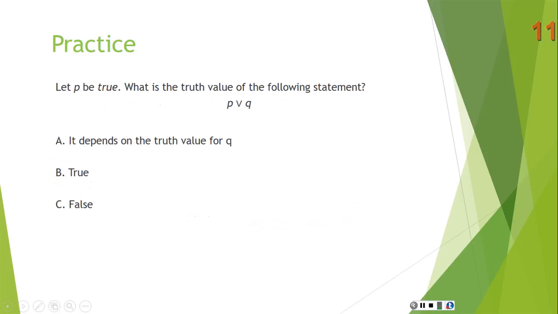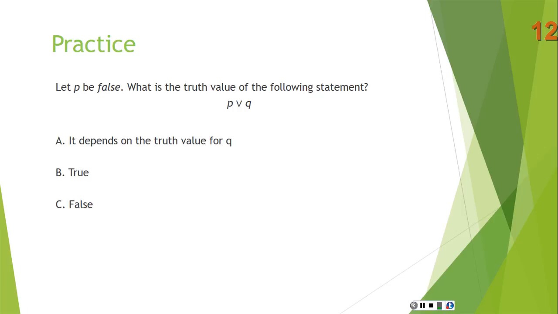Let's do another one. Let P be true. What is the truth value of the following statement? P wedge Q. P is true. What's the truth value of this whole statement when P is true? Does it depend on the truth value for Q? Is the whole statement true, or is the whole statement false? The whole statement is true. If you look at the truth table for the disjunction, you'll see that whenever one of them is true, and it doesn't matter which one, P or Q, the whole thing comes out true. The only time it comes out false is when both of them are false.